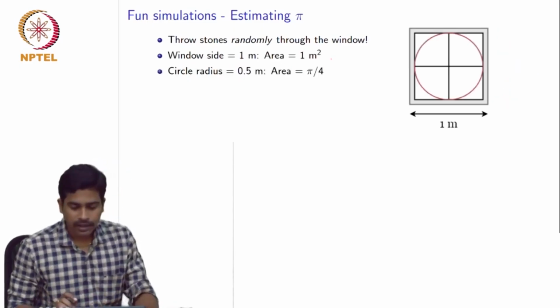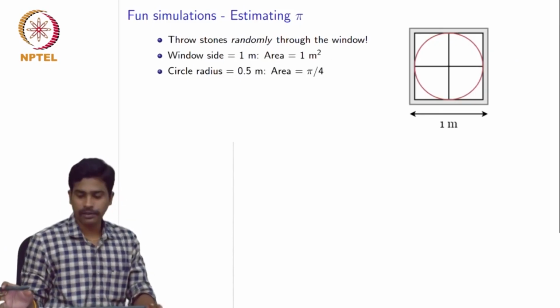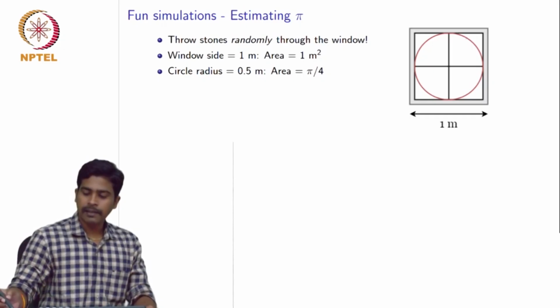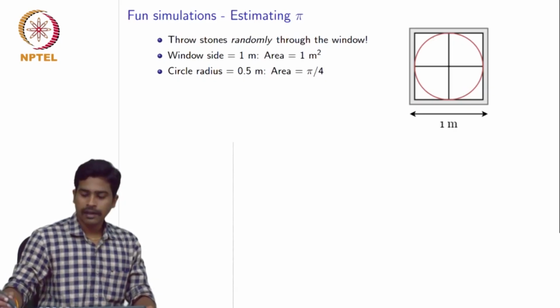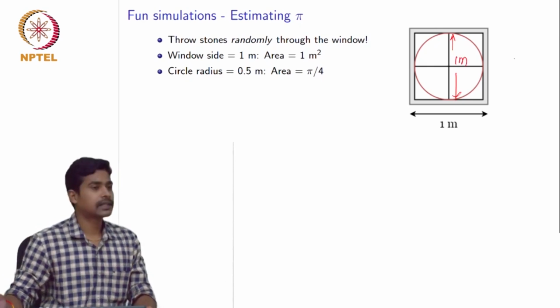So now let's see how this simulation is going to give the value of pi to us. Just imagine this imaginary circle inside this window, and the diameter of this imaginary circle is also 1 meter, just like the window.